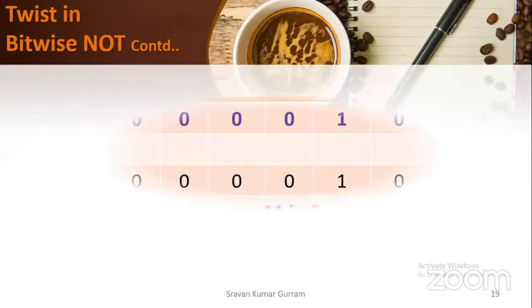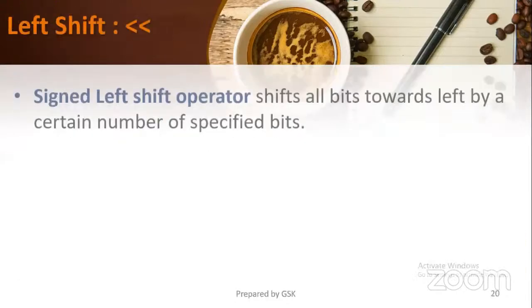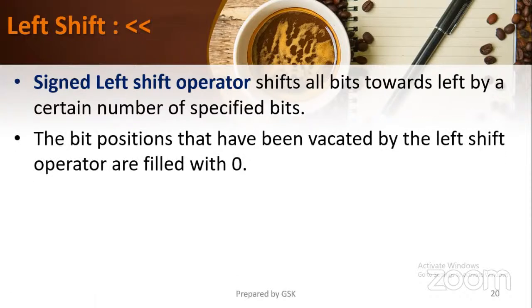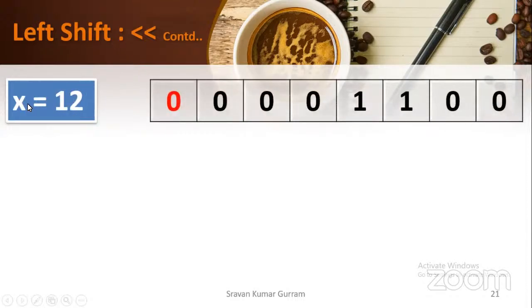Then the left shift operator. This is used to shift a particular number of bits to the left-hand side. As the name suggests, left shift. If you want to shift a particular number of bits to the left-hand side, you can go for the left shift operator. See this, you will get the idea easily. Suppose I have the variable x, and I am storing the value 12 in it. The equivalent binary value of 12 is this one. If you write x left shift 1, the meaning is that one bit is going to shift to the left-hand side.